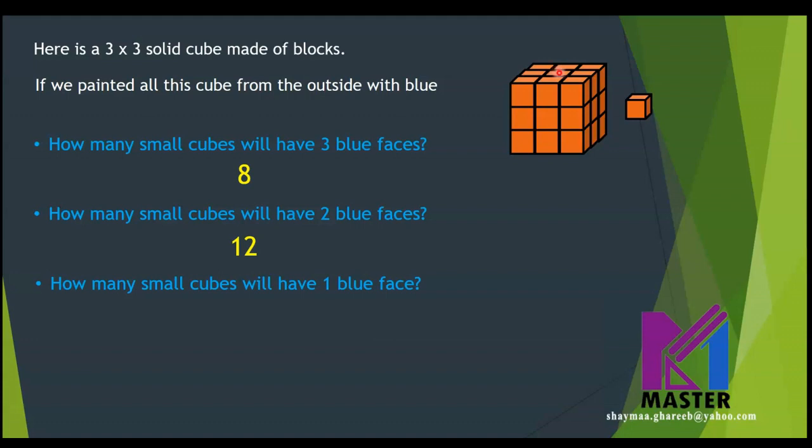Can you see it? The one in the middle. I have another one in the middle here, and I have another one in the middle here. So in each face of the cube, I have one in the middle that has 1 blue face, which means in total I have 6 cubes that have 1 blue face.